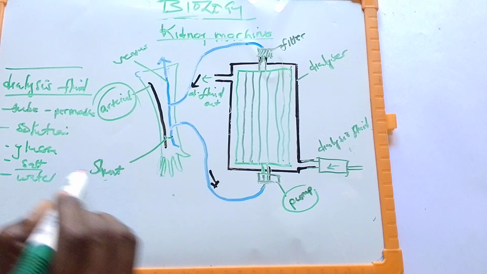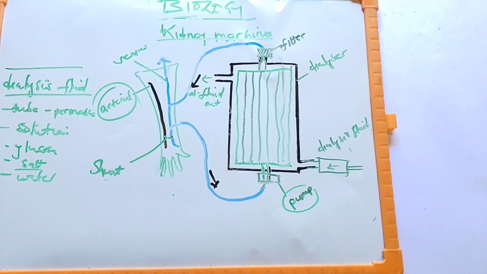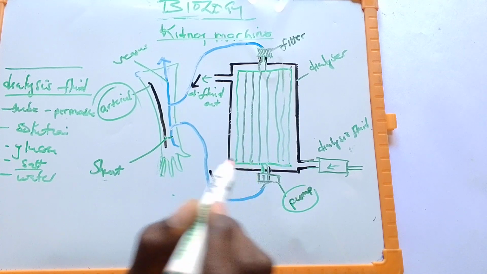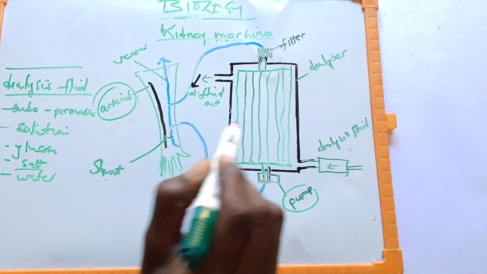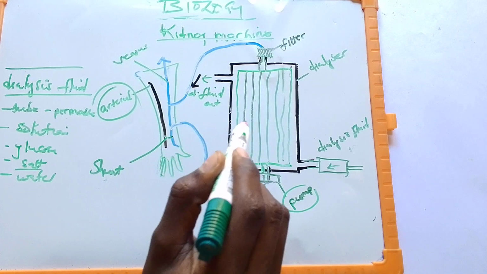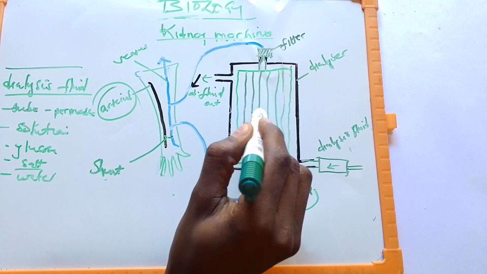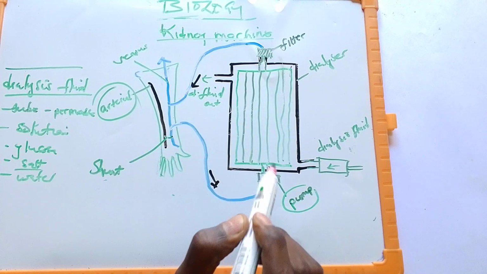Then salt also should be balanced in the blood. The salt in the blood should be ensured to be the same as the salt in the solution, as well as water. When the blood has excess water, that excess water will diffuse from where there is high concentration to where there is lower concentration, into the dialysis machine.